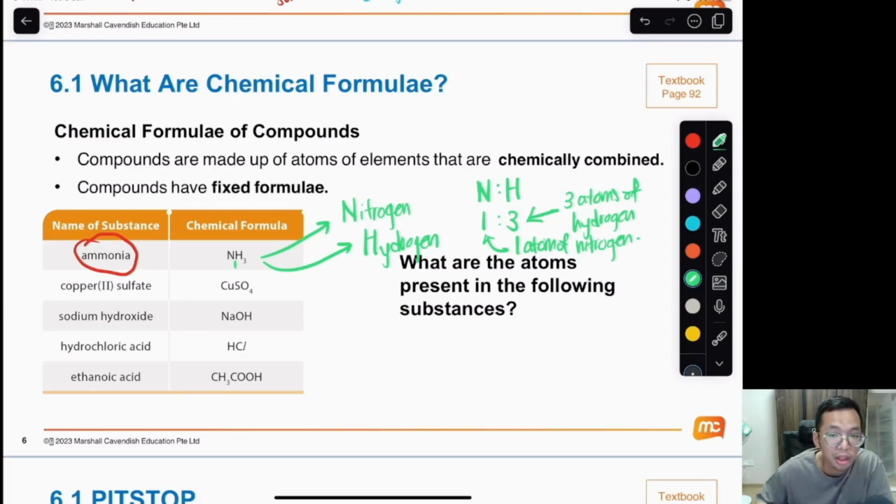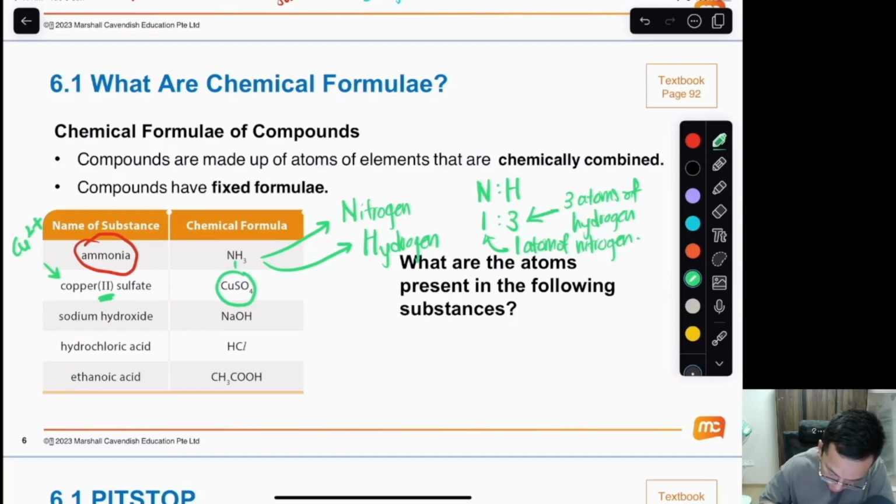Next, let's take a look at copper(II) sulfate. Remember, the 2 here I've covered before. The 2 here represents the type of ion formed. So copper(II) is a transition metal. You didn't learn it as a chapter, but you should be familiar with the term transition metals. So copper(II) is a transition metal, and it means that it forms a Cu2+ ion. So let's take a look from the chemical formula.